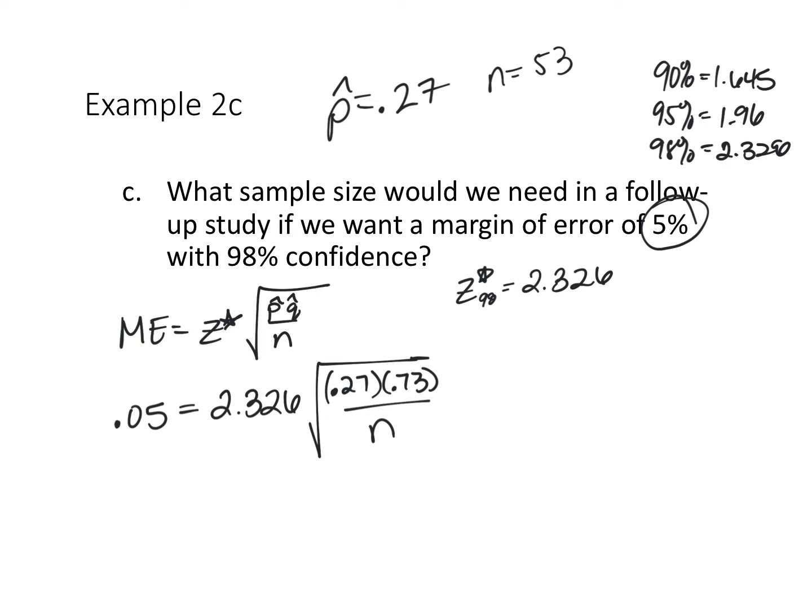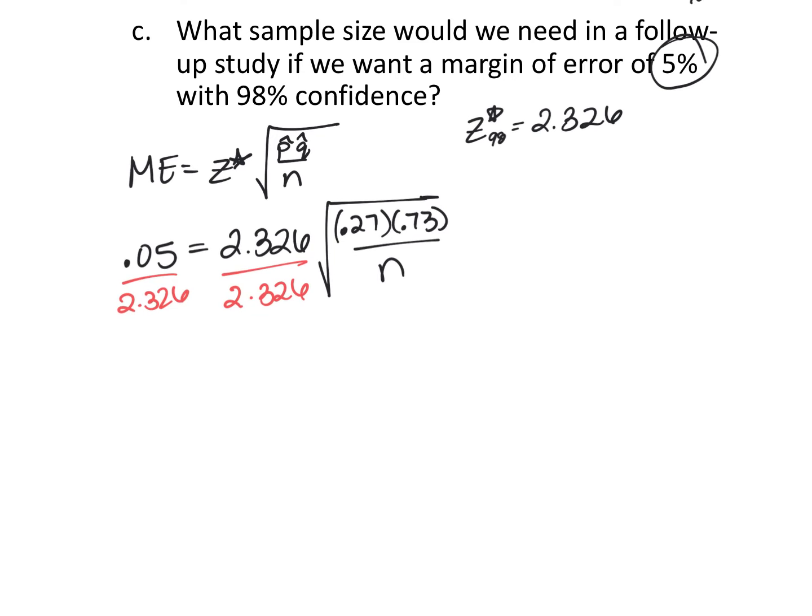And now we use our algebra skills to solve for n. It's been a while since we've used algebra skills. So we're going to do what first? Let's divide by 2.326. This was Chapter 5, Algebra 2. How do you solve an equation that has a square root in it? I'm doing it right now. 0.05 divided by 2.326, 0.0215 equals the square root of, what's 0.27 times 0.73?